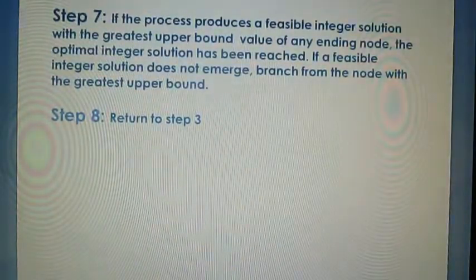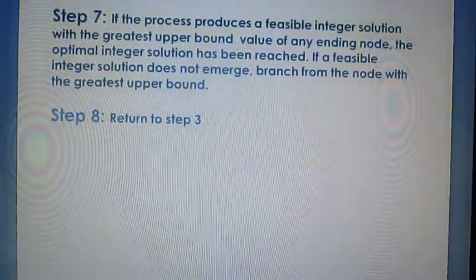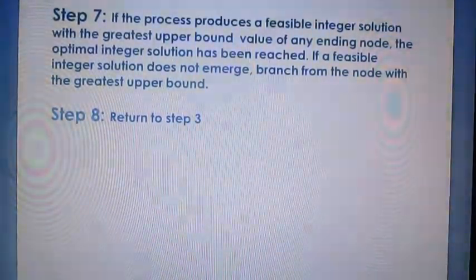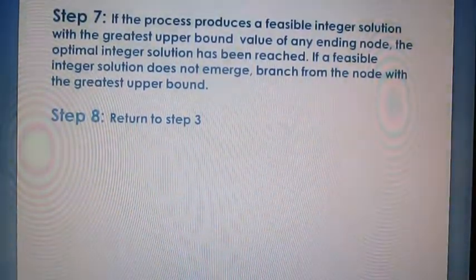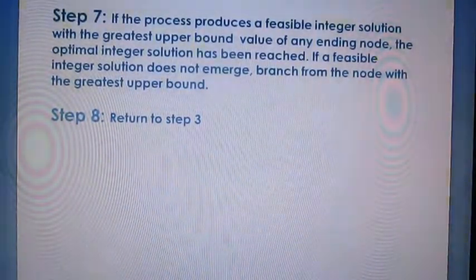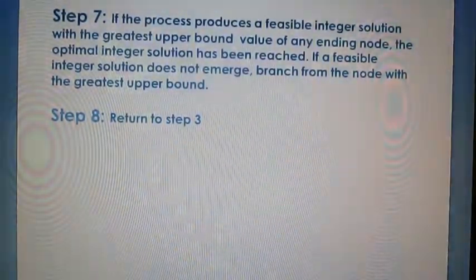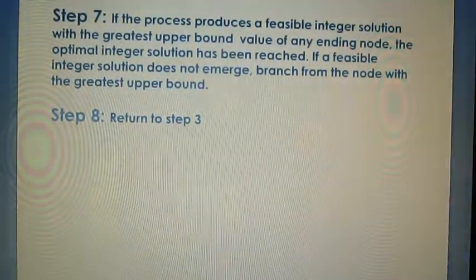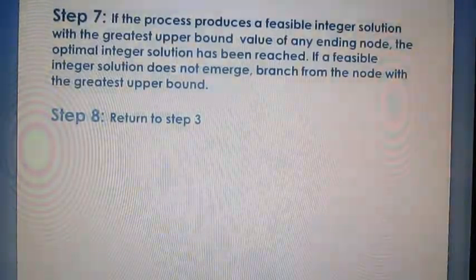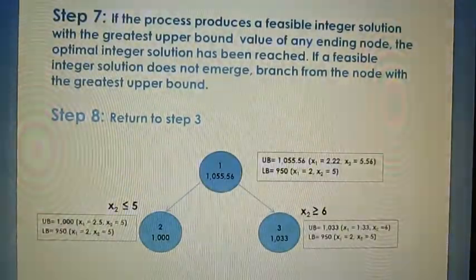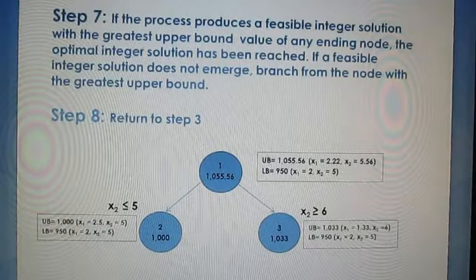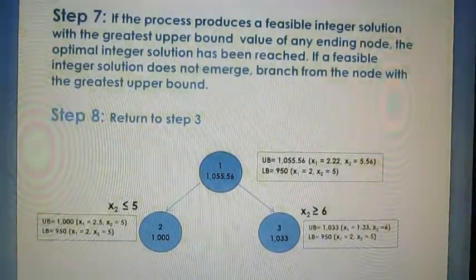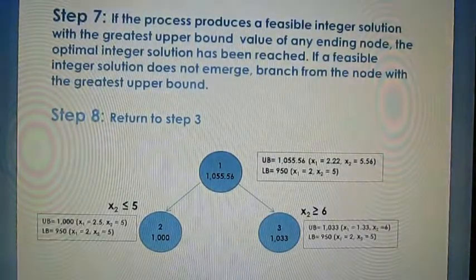If a feasible integer solution does not emerge, branch from the node with the greatest upper bound. So, if x sub 1 and x sub 2 are not both integers yet, we need to branch again. Where do we branch? We branch from the node with the greatest upper bound, and then we return to step 3. So, from here, we can see that the node with the greater upper bound is node 3. It has an upper bound of 1033.